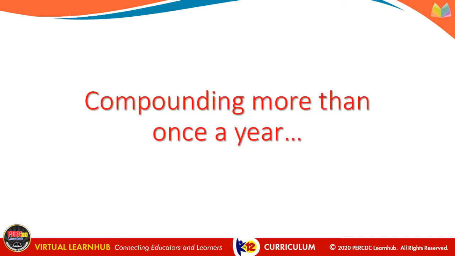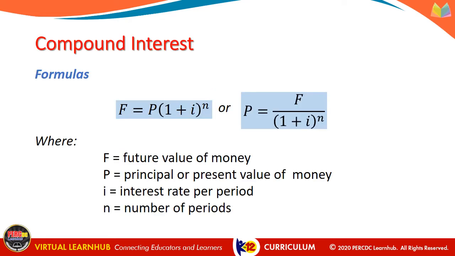So far, what we had solved are all just about compounding once a year. Now, in our next examples, we will be solving problems about compounding more than once a year. Are you ready? Alright! In the previous examples, we used the formulas F is equal to P times quantity (1 plus i) raised to n, or P is equal to F over (1 plus i) raised to n.